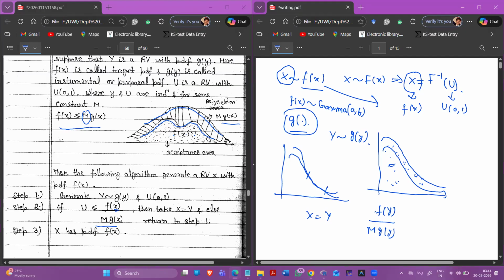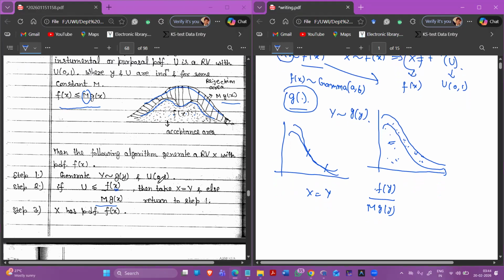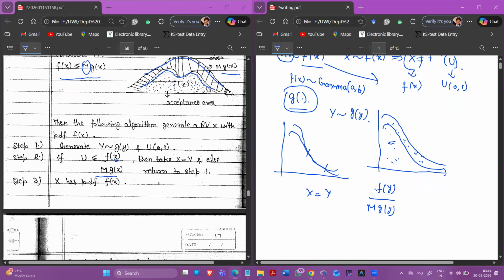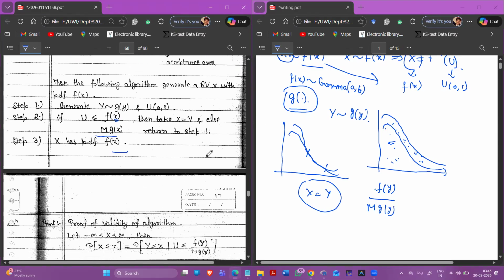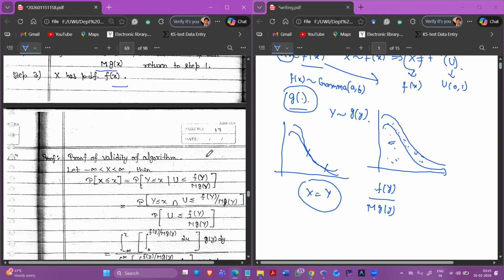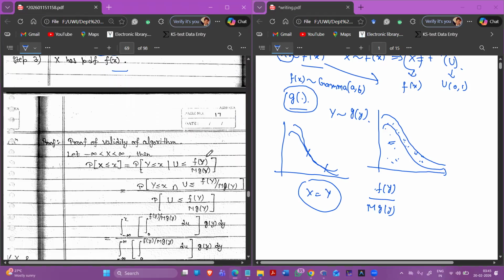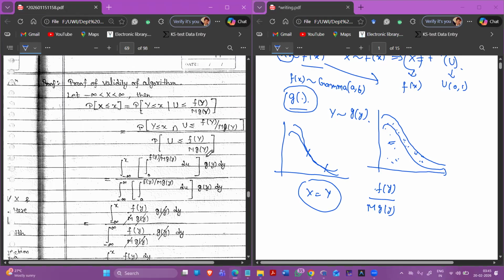It should be greater than or equal to u, the uniform distribution. If this condition is fulfilled, then whatever values of x you generate, with x equal to y, you will say that it has the PDF of f(x). After that, how are we going to validate this? So we have the proof of this algorithm.